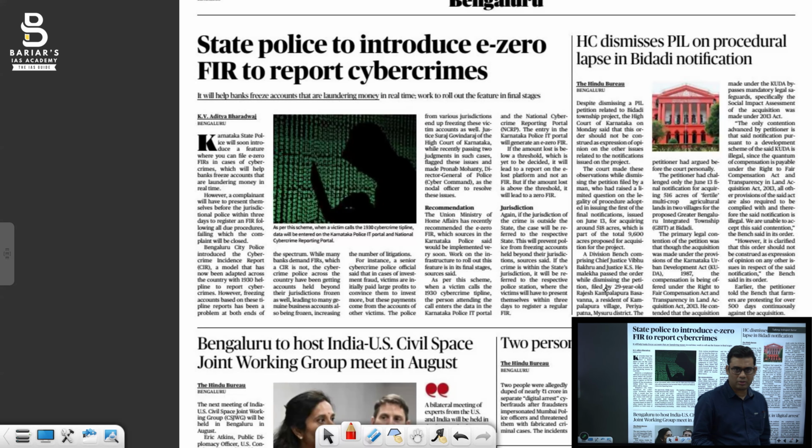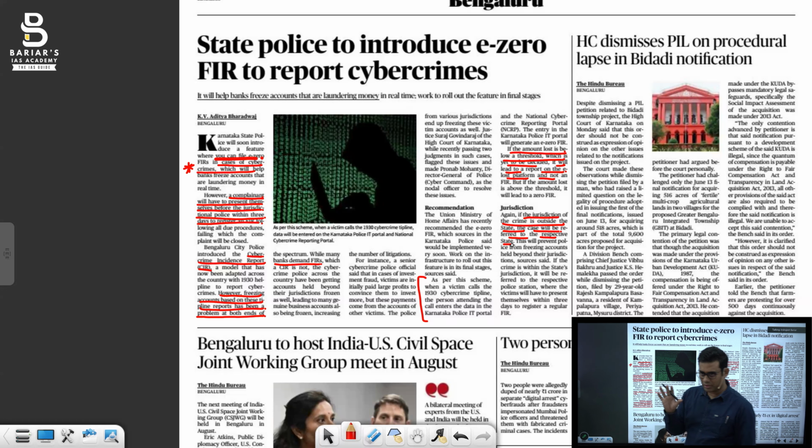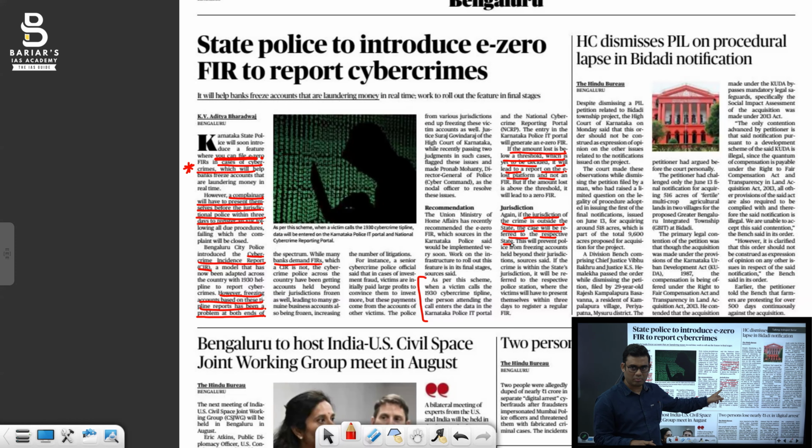That's the second point. Third point, I'll create a statement in such a manner that it conveys the idea of 0 FIR, while saying that an E0 FIR filed in any state empowers the state police to freeze the account anywhere in the country. Is it a correct statement? No, false statement again. That is what this jurisdiction is all about. So these are the types of statements that can be created from this particular news item. Understood? So read quickly through the news and note down the important pointers.